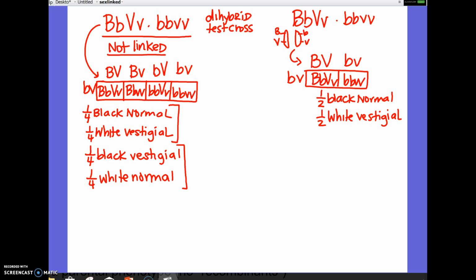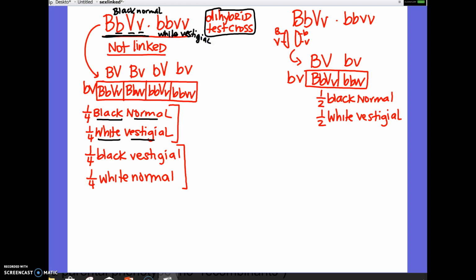So let's say that you have these genes. We're going to use big B for black and little b for white, and then we're going to use big V for normal wings and little v for vestigial wings. So we have this fly that is black, this is eyes, and normal wings. And what we're doing here is what's called a dihybrid test cross. Remember, a test cross, you cross with a homozygous recessive. So we're crossing this one that's heterozygous with a homozygous recessive. So this is one that's got white eyes and vestigial wings. Vestigial actually just means they're shriveled up.